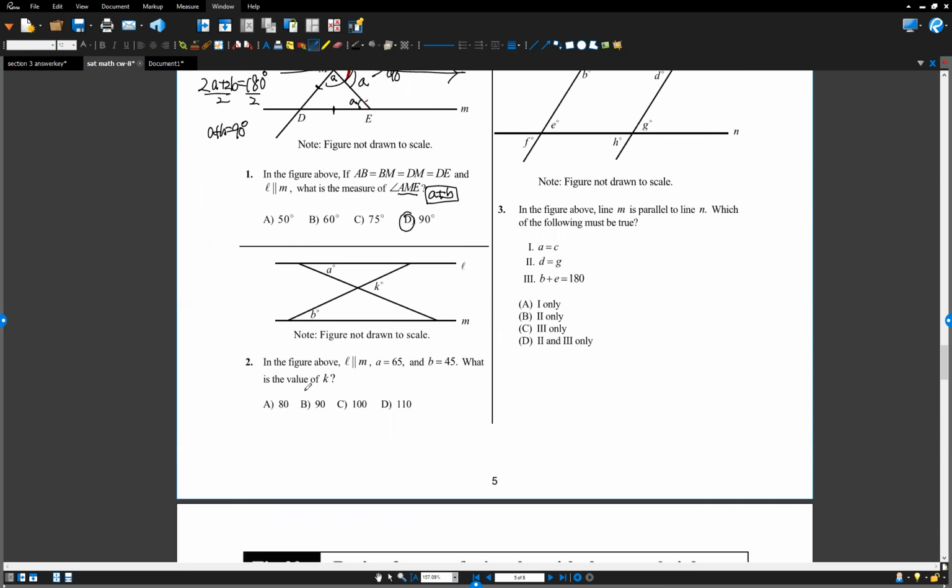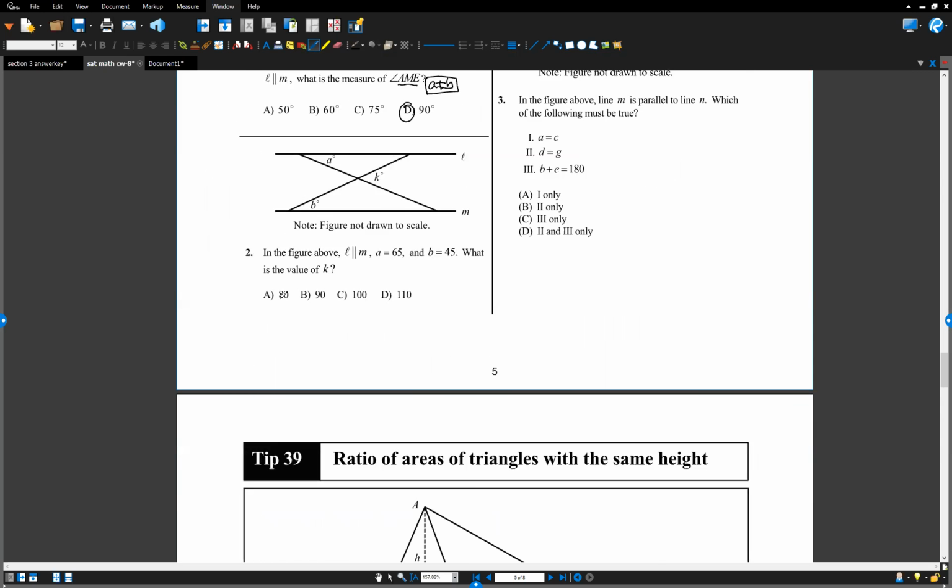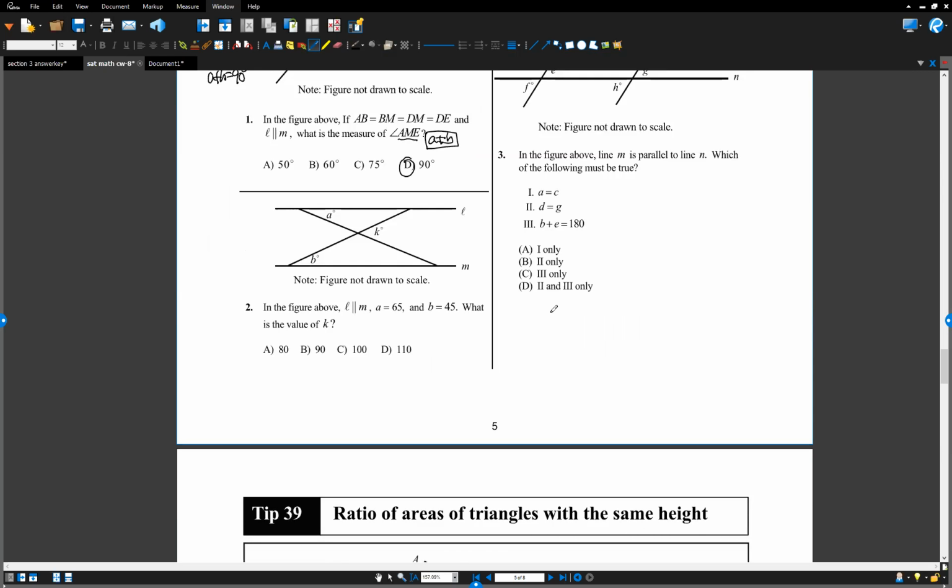All right, one more over here, on this topic. One more, okay? This is a popular one too. Two lines are parallel, and the angle H is 65. You're gonna write down the angle over here, 65 degrees, and the angle B is 45. What is the value of K?